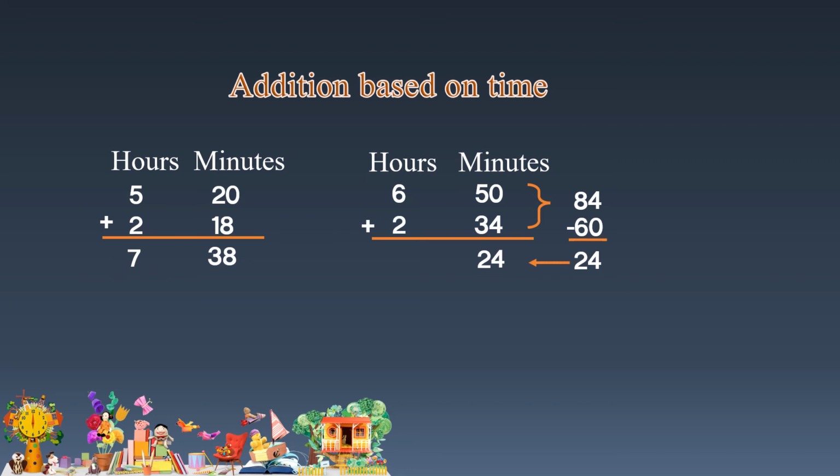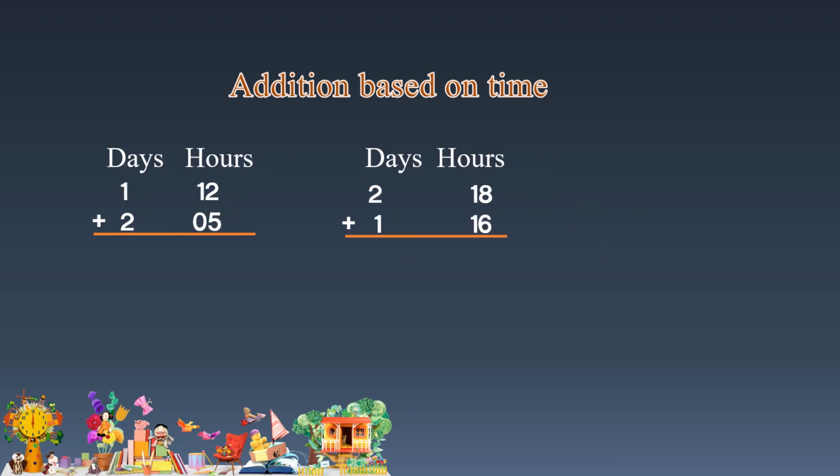So, this remaining amount is 60 minutes. I can send that 60 minutes to hours column. So 60 minutes becomes 1 hour in hours column. Therefore, we'll add the values in hours column. 1 plus 6 plus 2, that is 9. Therefore, we can easily go for the answer 9 hours 24 minutes.